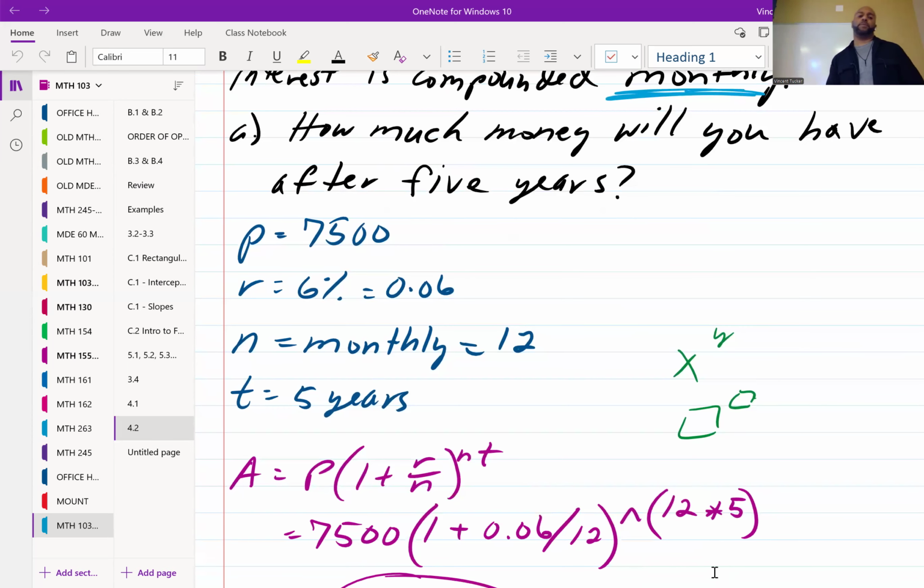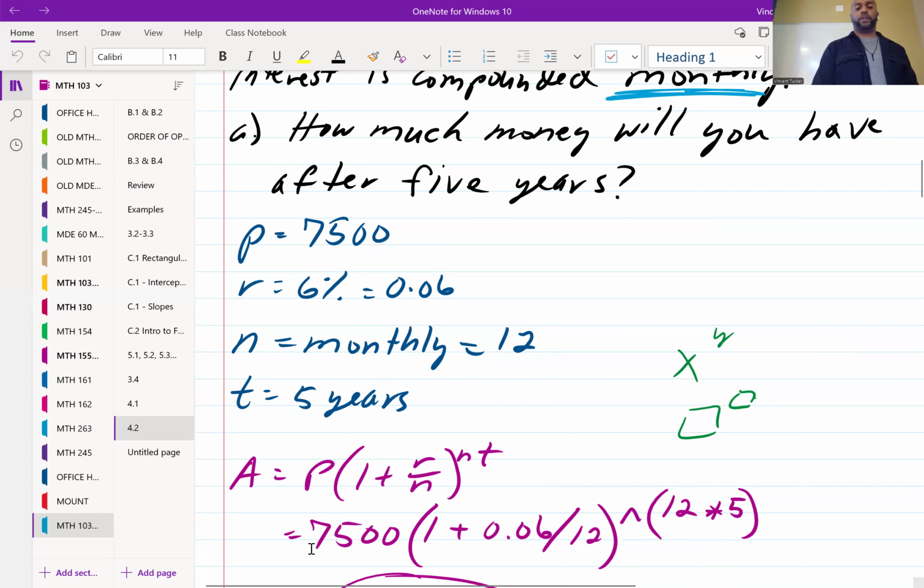So we want to know how much money, in other words, what is the future value of the money in this account after 5 years? So our formula is A, remember A represents future value, equal to P times (1 plus R over N) raised to the N times T power.